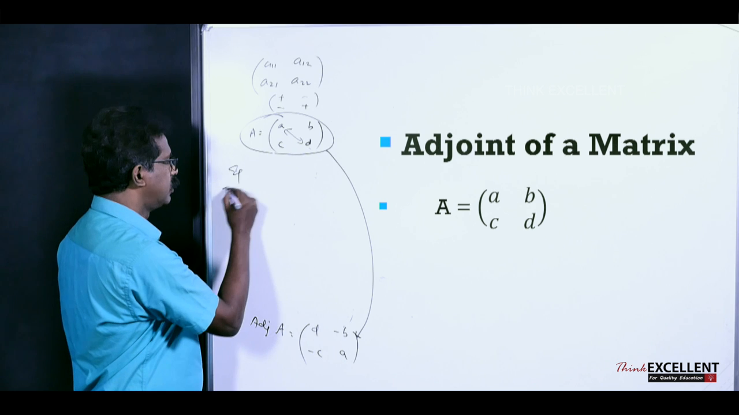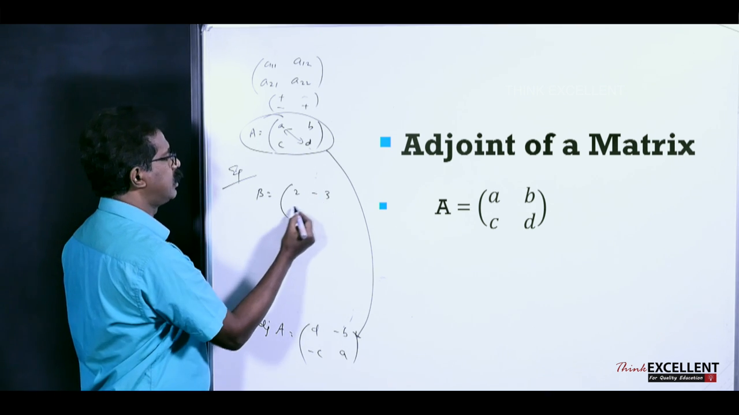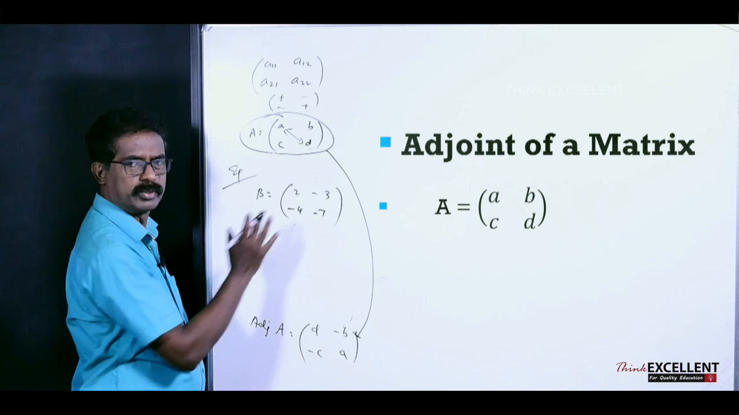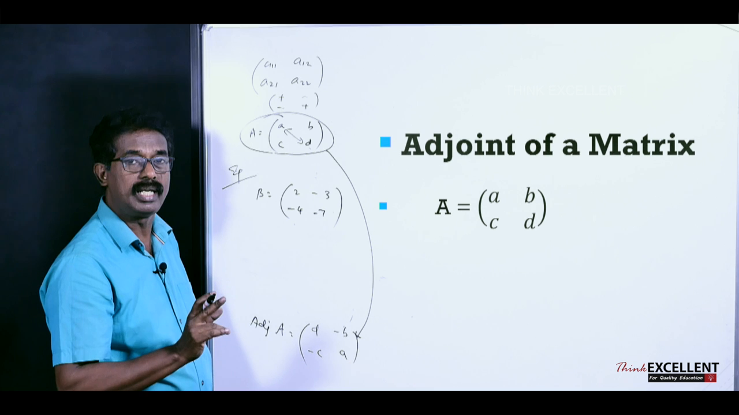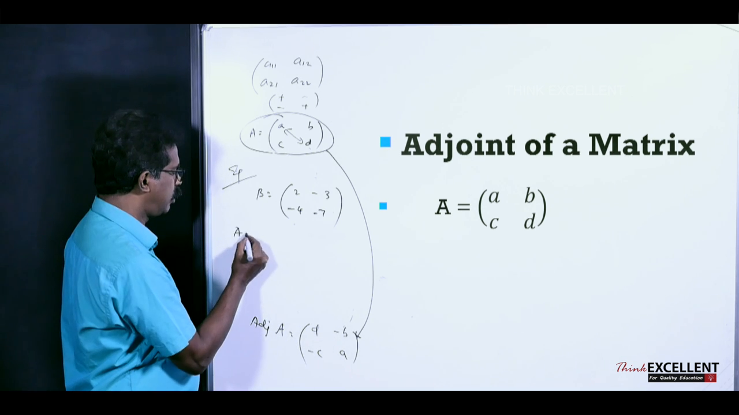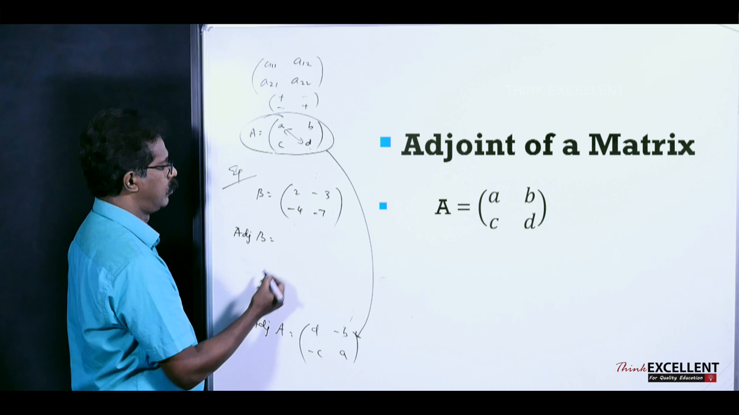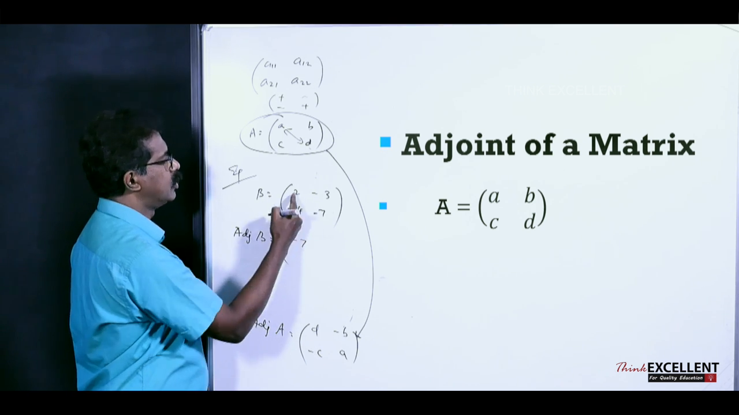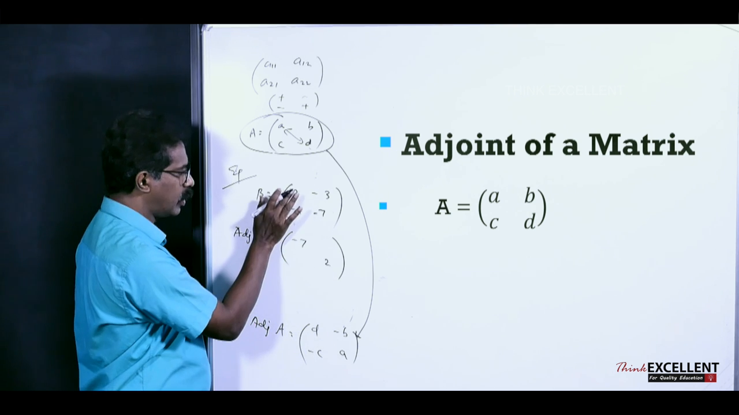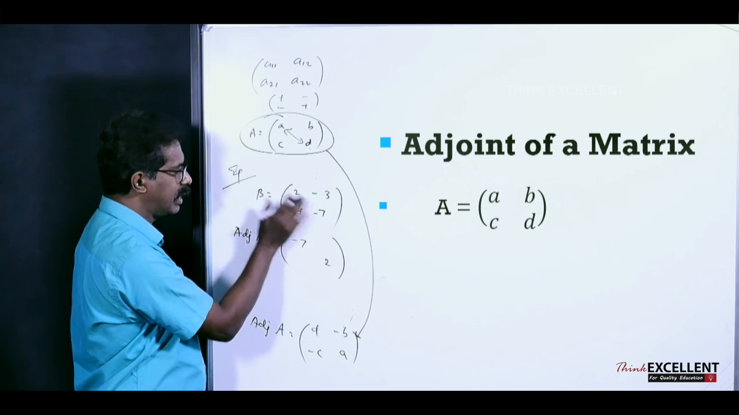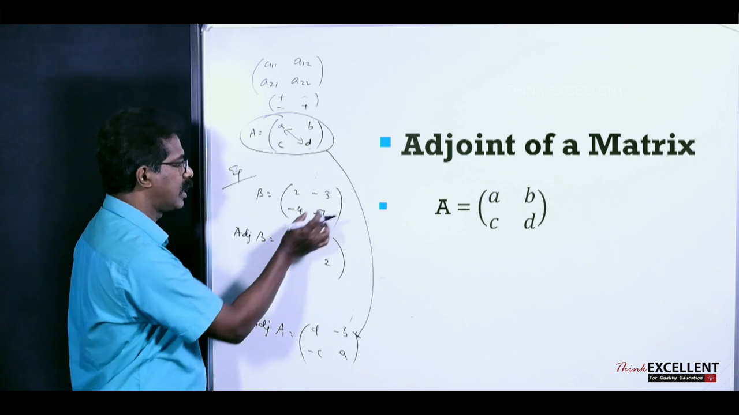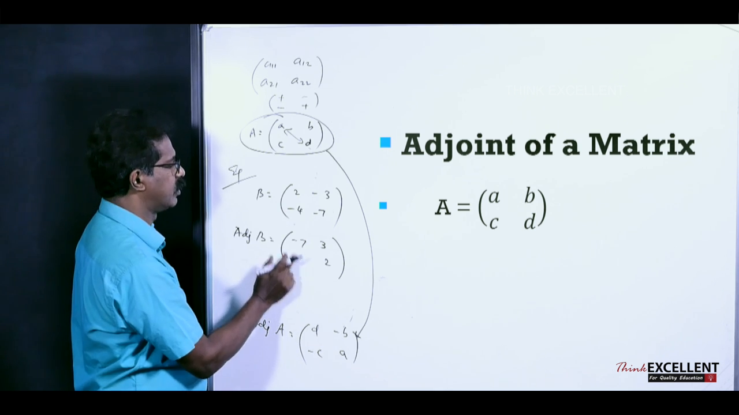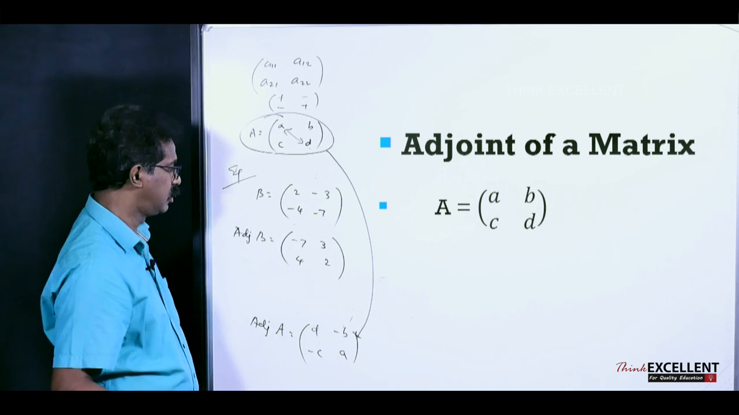Look at one example. Suppose B is equal to [2, minus 3; minus 4, minus 7]. It is 2 by 2, right? Already I said this method is only for a 2 by 2 matrix. So, adjoint B: principal diagonal interchange. So minus 7 you write here, and this 2 you write here. You don't change sign here, you are only interchanging. For the other two elements you change the sign. Minus 3 you write plus 3. Minus 4 you write plus 4. If it is plus 4, you write minus 4. Here it is minus 4, so write plus 4. This is adjoint B, okay.